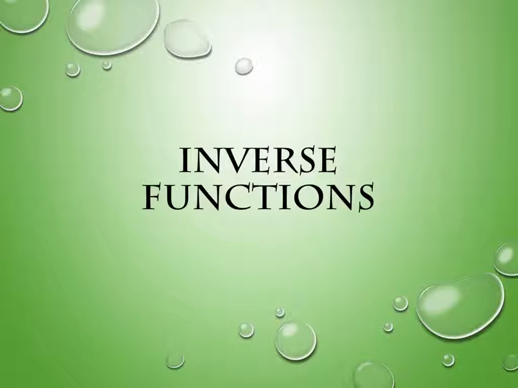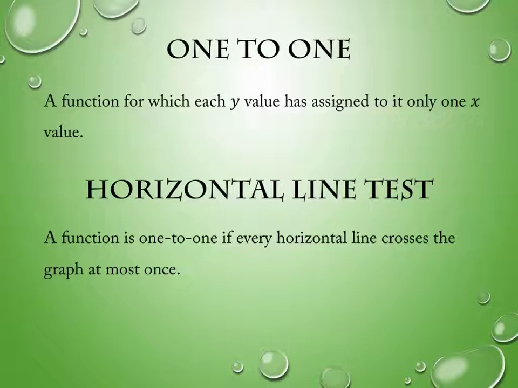All right, so we're going to look at inverse functions, and as a precursor to actually telling you what those are, we need to have one other item defined, and that is what a one-to-one function is. A function is one-to-one when each y value has assigned to it only one x value.